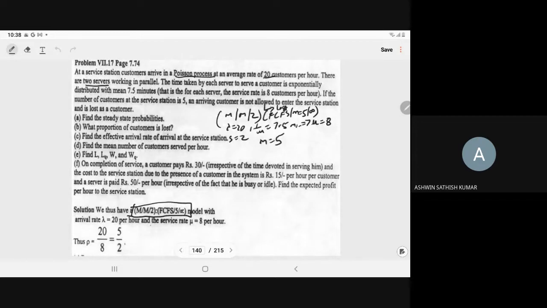Now in the B part, what proportion of the customers is lost? Customer lost means, whatever the capacity that we compute here, the PM, that is the P5. Here we compute the P5. Find the effective arrival rate at the service station, that is the lambda bar. Lambda bar is what? Lambda into 1 minus PM. Find the mean number of customers served. So that is the mu bar, and mu bar is equal to lambda bar, and lambda bar is lambda into 1 minus PM.